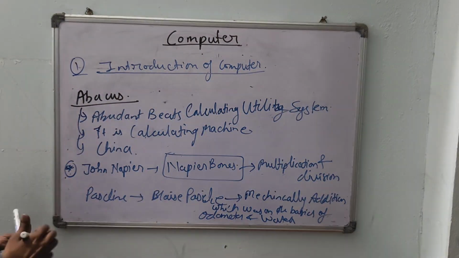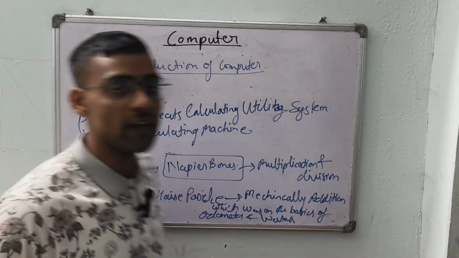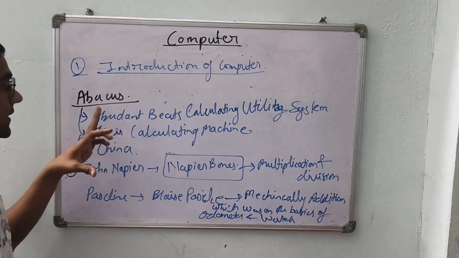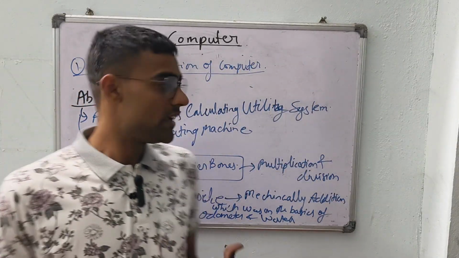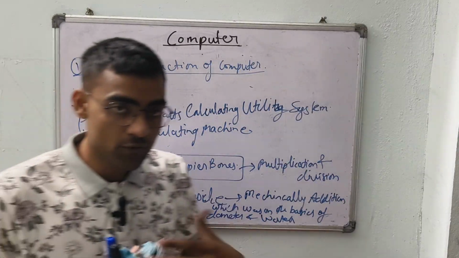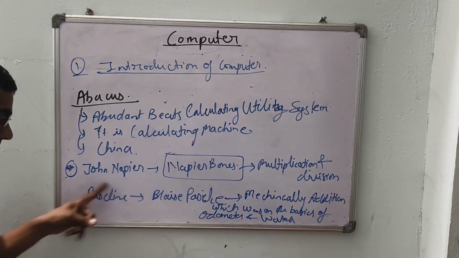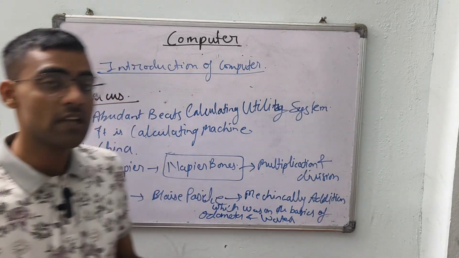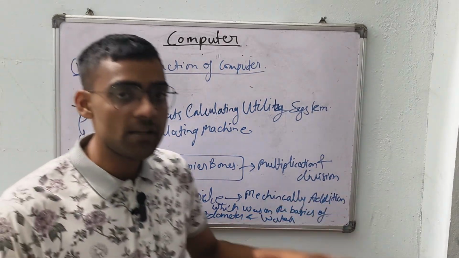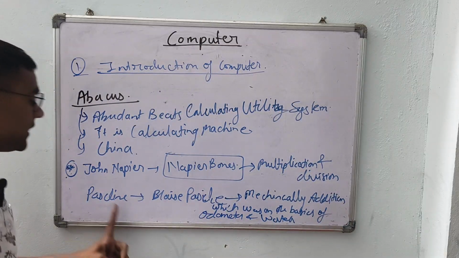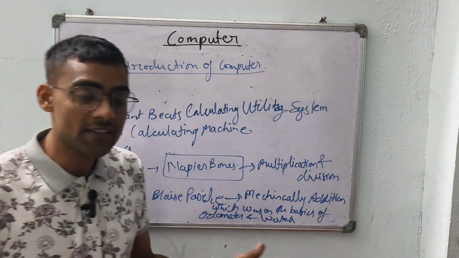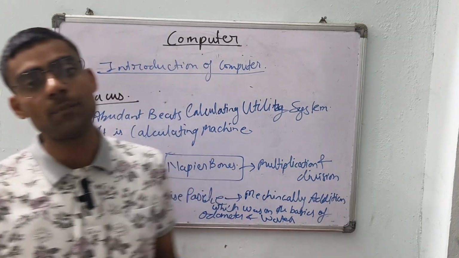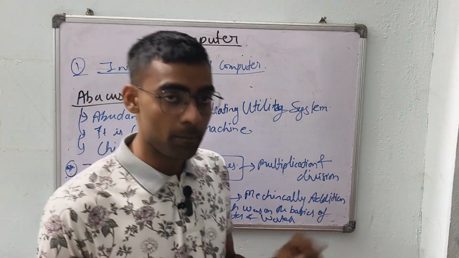So we have now discussed the abacus. The full form of abacus is Abundant Beads Calculating Utility System. The abacus is a calculating machine that was discovered in China. John Napier discovered Napier's bones, in which he explained multiplication and division. And Blaise Pascal discovered the Pascaline, in which he explained mechanical addition, which was on the basis of an odometer and a watch.